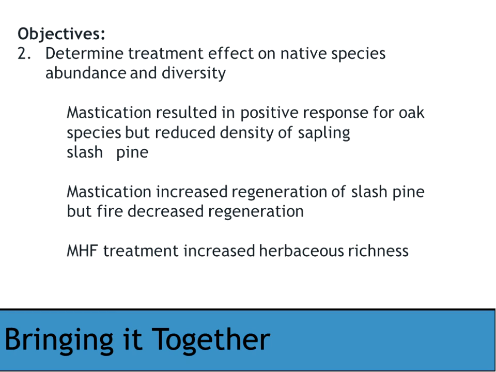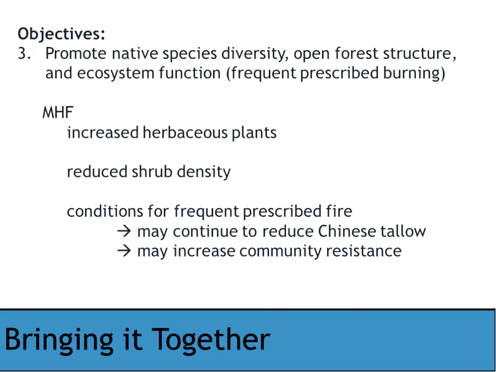We also wanted to determine the treatment effect on native species abundance and diversity. I don't have this particular data presented here, but we did see a positive increase for oak species, but reduced density of sapling slash pine. Mastication did increase the regeneration of slash pine, but fire decreased regeneration. Mastication opened up and exposed the bare mineral soil for an increase in regeneration of slash pine, but the fire, because slash pine is sensitive when it's young, actually decreased that regeneration. And the mastication, herbicide, and fire treatment increased herbaceous species richness.